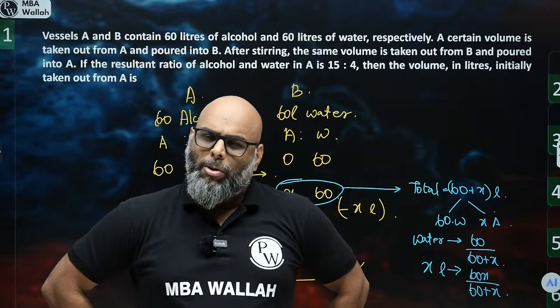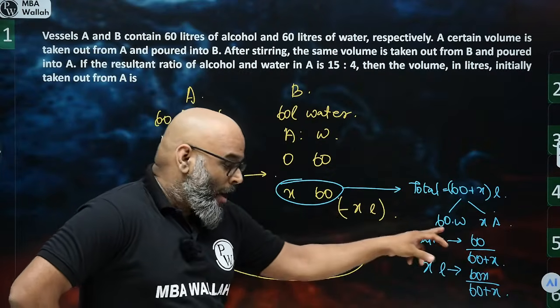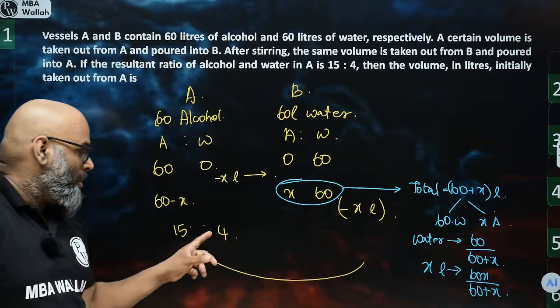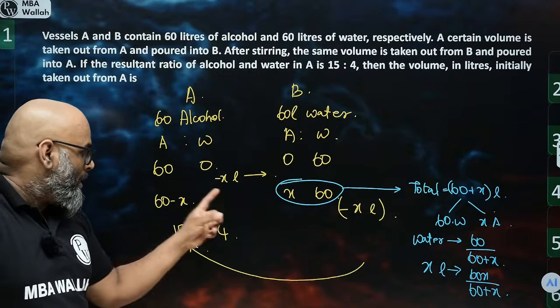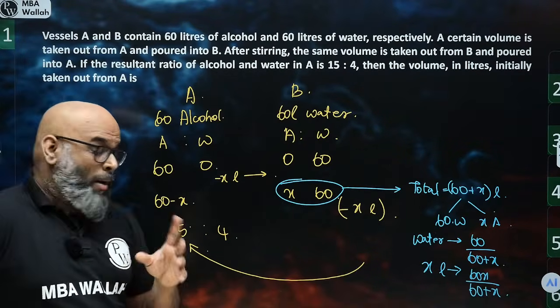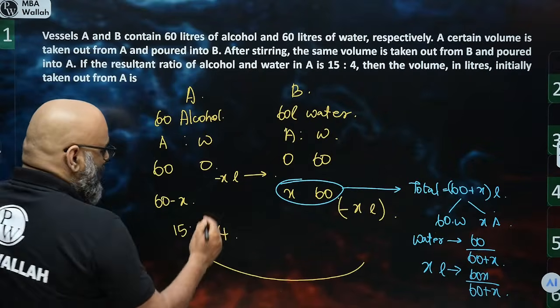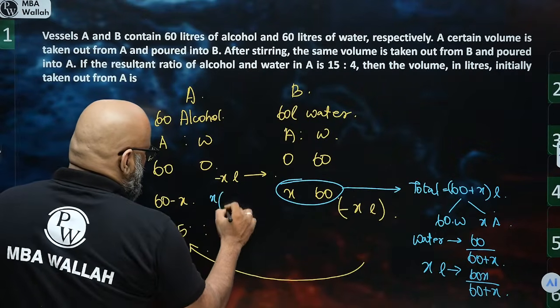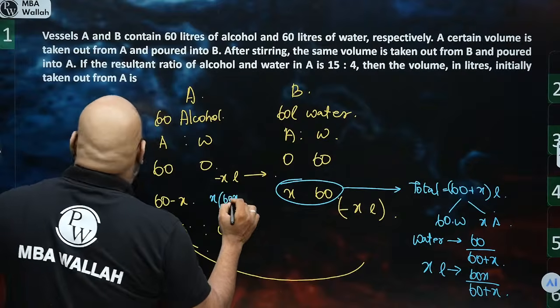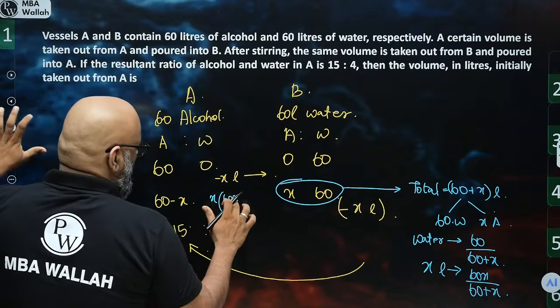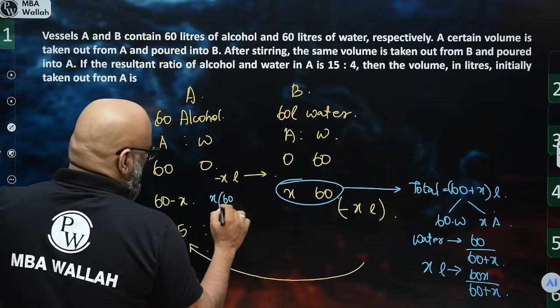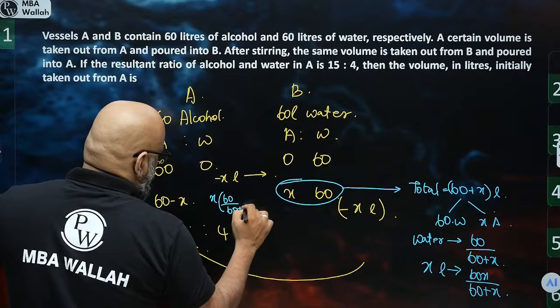Why am I looking into that part? Because that amount of water comes here. So what will be the water content here? I'm not worried about the alcohol here. The remaining will be alcohol, I know. So here water will become X into 60 divided by 60 plus X.